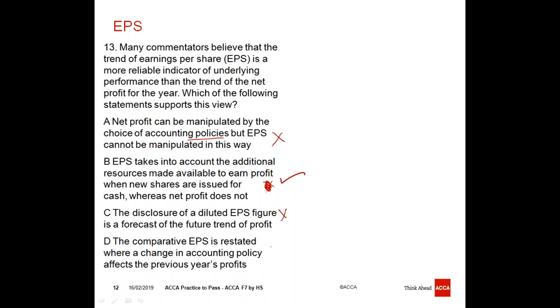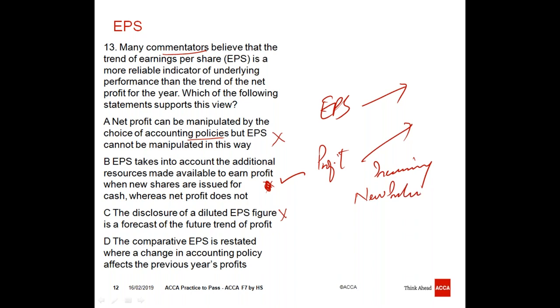Many commentators believe that the trend in earnings per share is a more reliable indicator of underlying performance than the trend of the net profit for the year. Which of the following statements support this view? Basically, it is saying that some commentators believe that earnings per share trends are more reliable than profits, because if the profit is increasing over the period, it could be because of new investments, and new investments mean more shareholders.